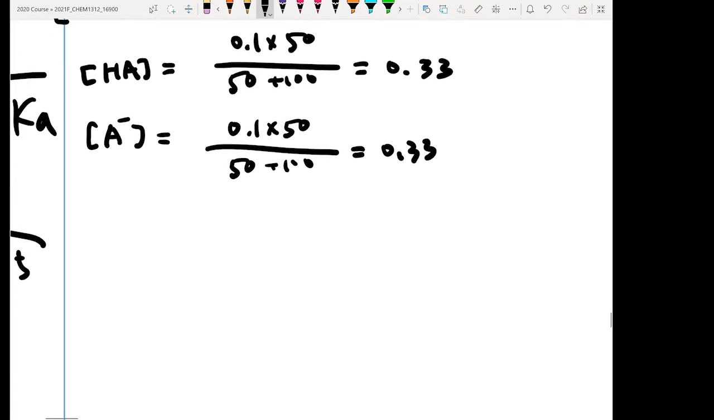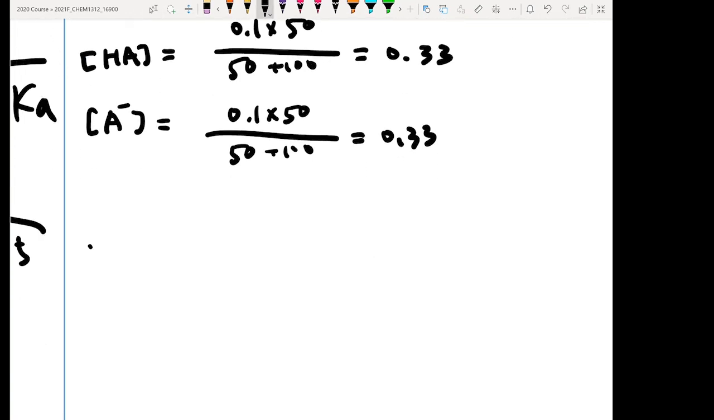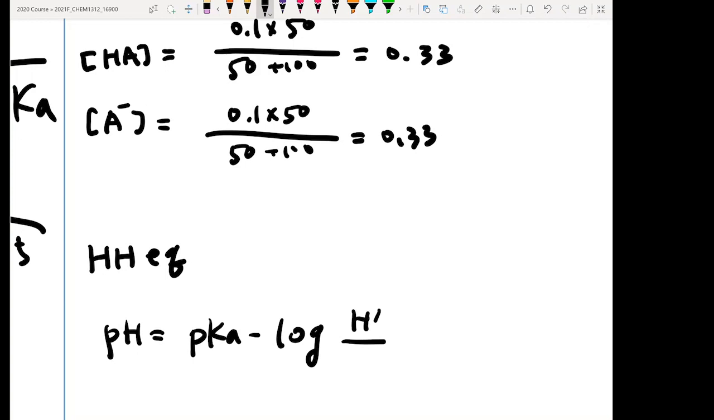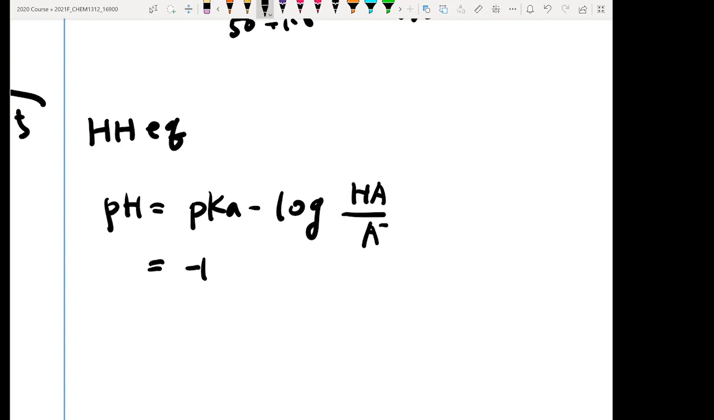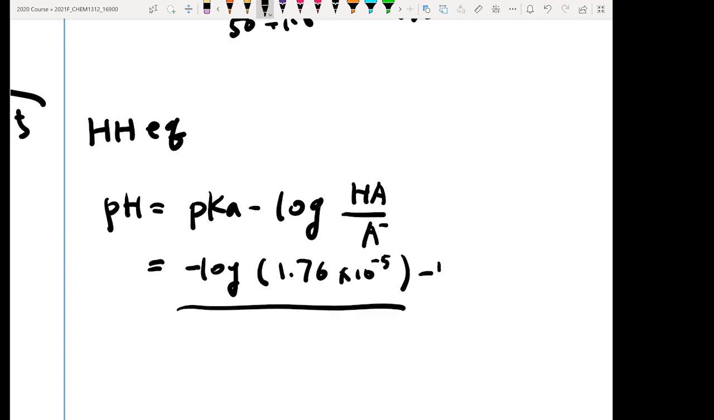Then we want to calculate the pH of a buffer, so we use the HH equation, where the pH equals pKa minus log of HA over A minus. pKa is the negative log of your Ka. Ka is 1.76 times 10 to the negative 5. The acid concentration is 0.033, and the base concentration is also 0.033. Therefore, the pH will equal 4.75.